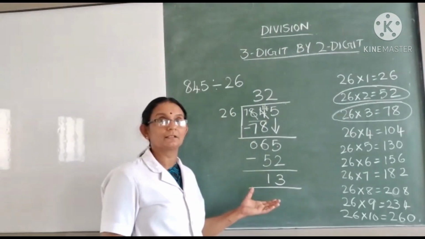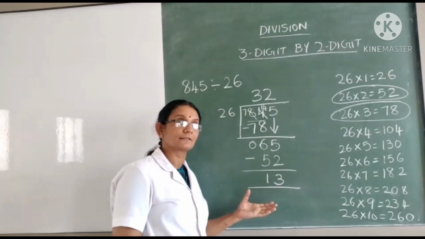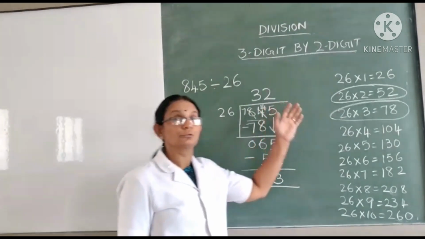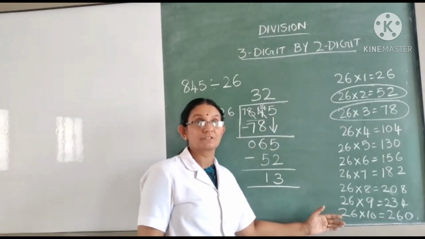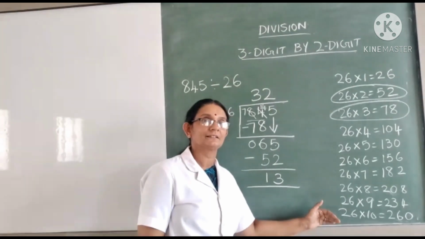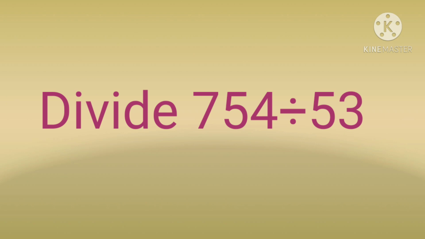So, this is the method how we divide a three-digit number by a two-digit number. I hope you know how to write the tables of two-digit numbers easily. I have taught you in the previous class, isn't it? Now let us see one more example.